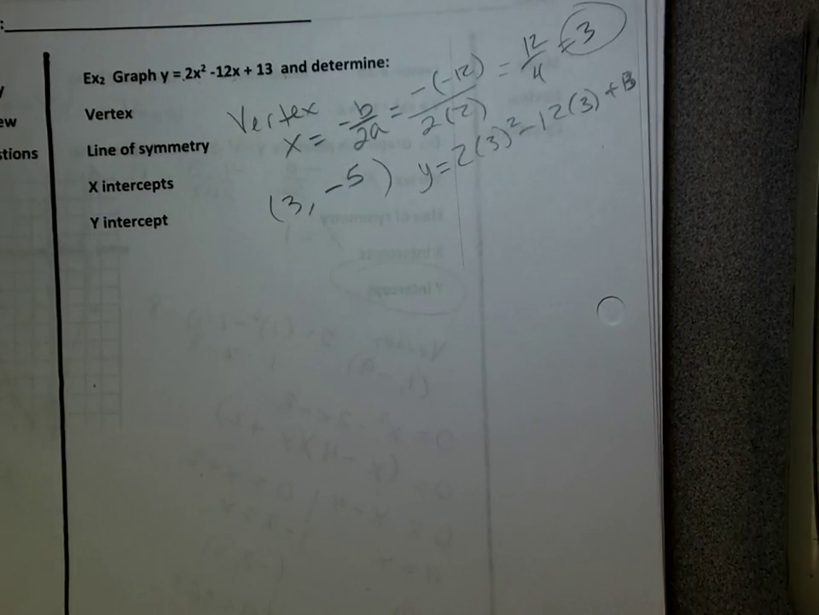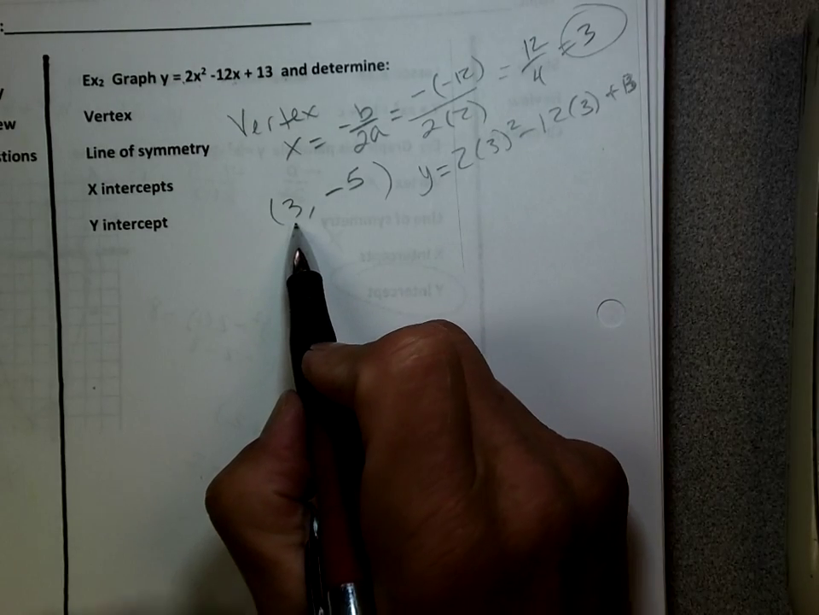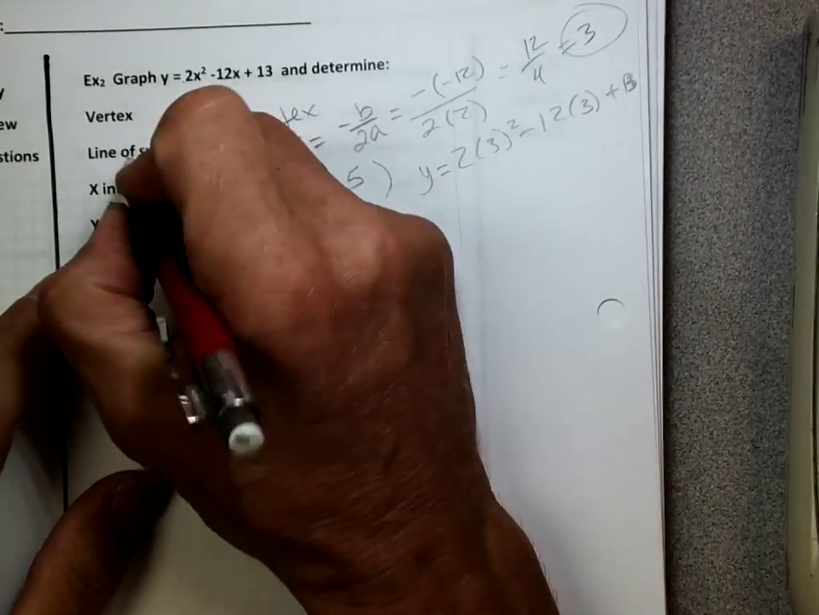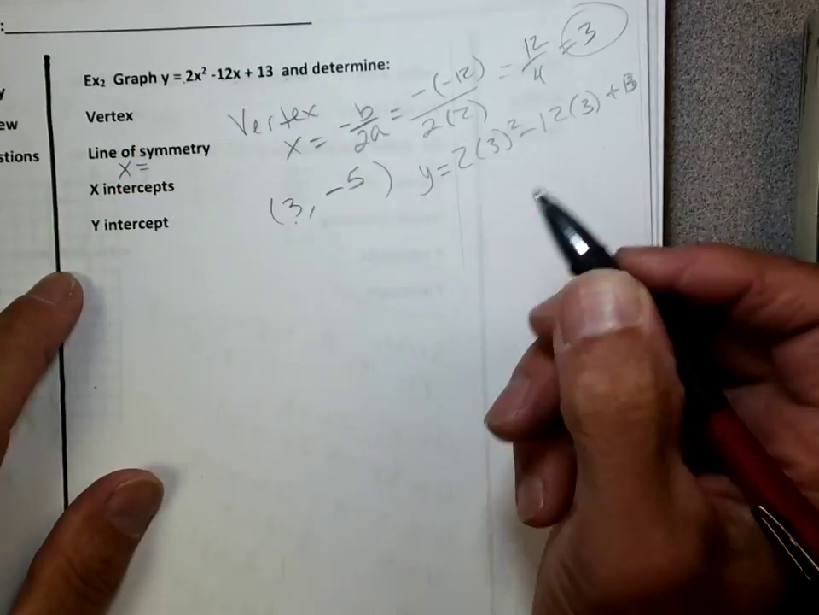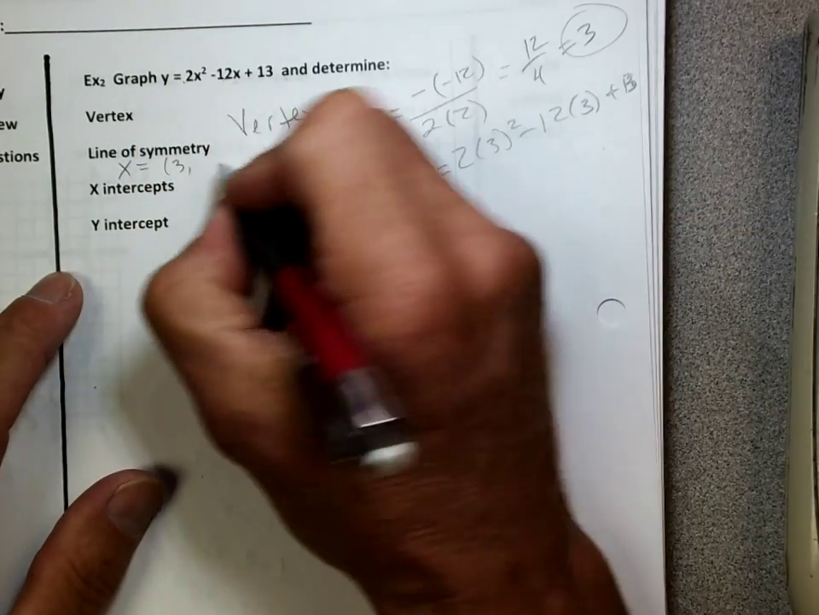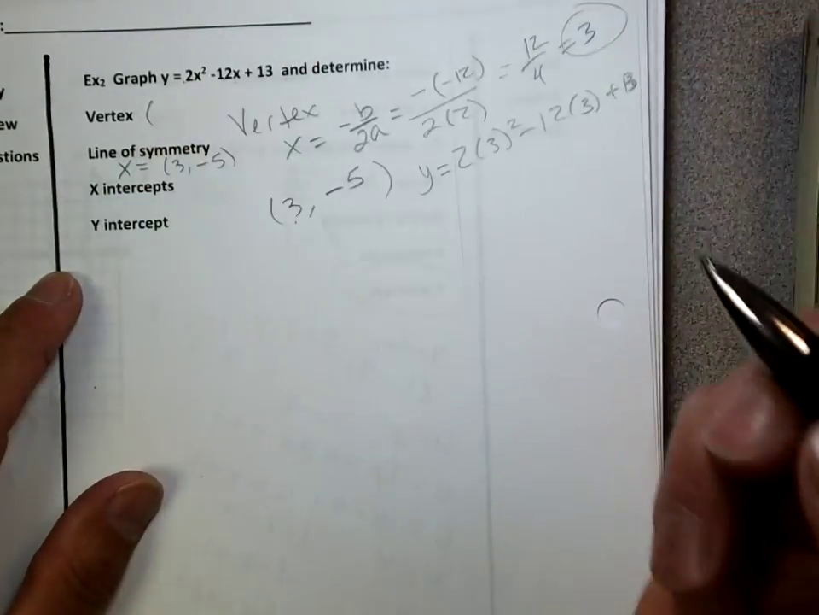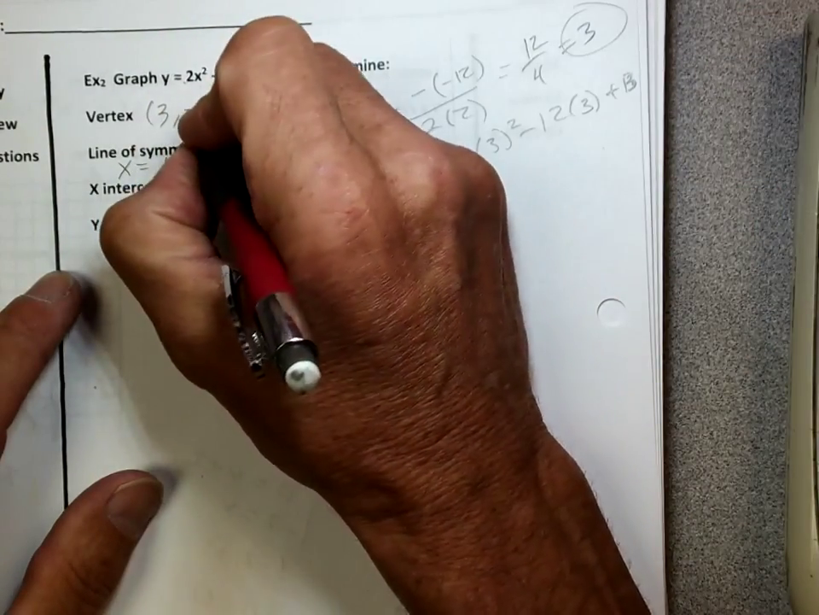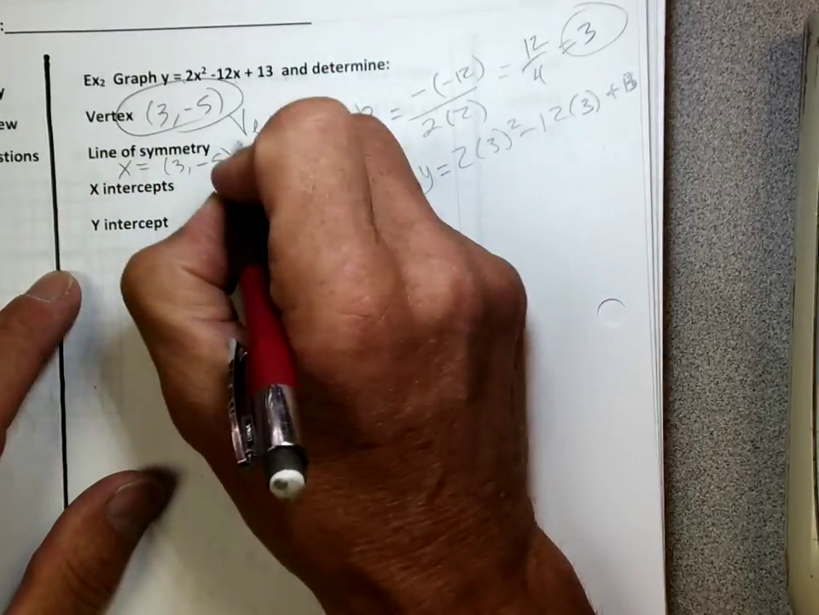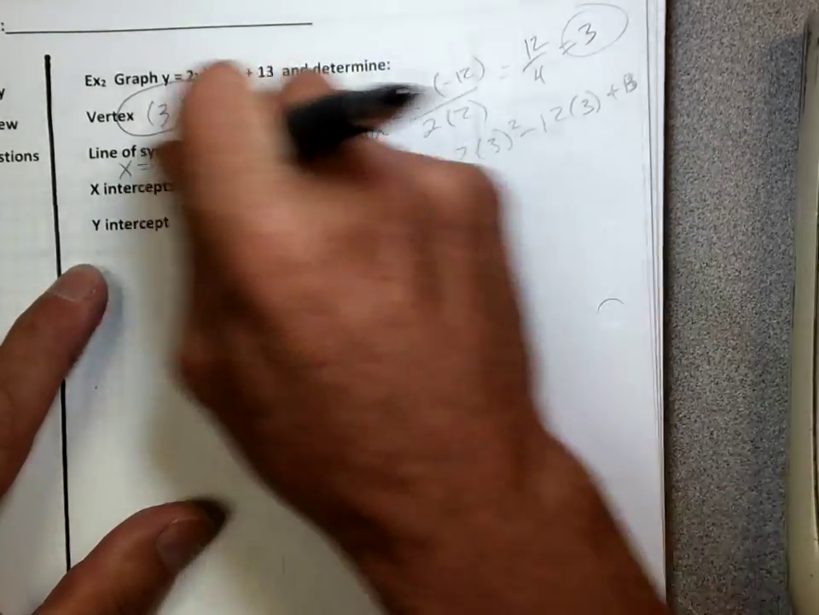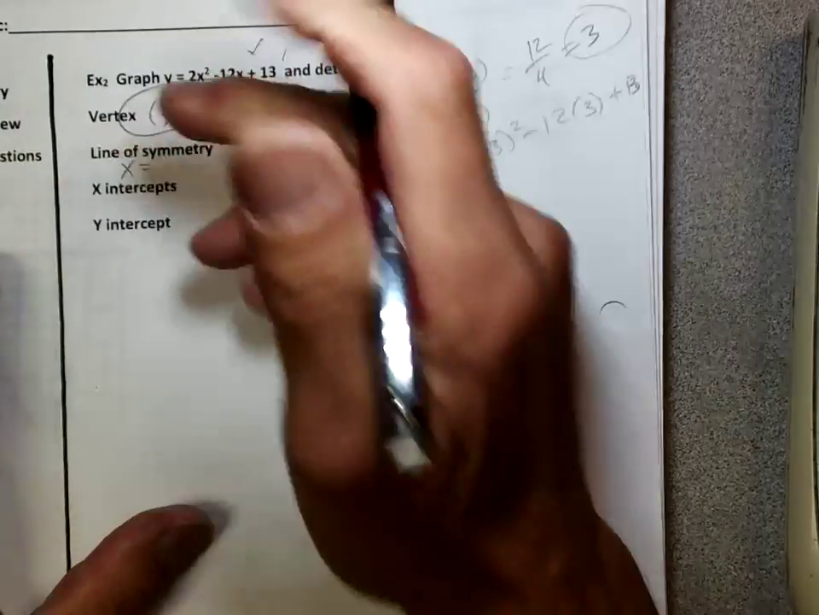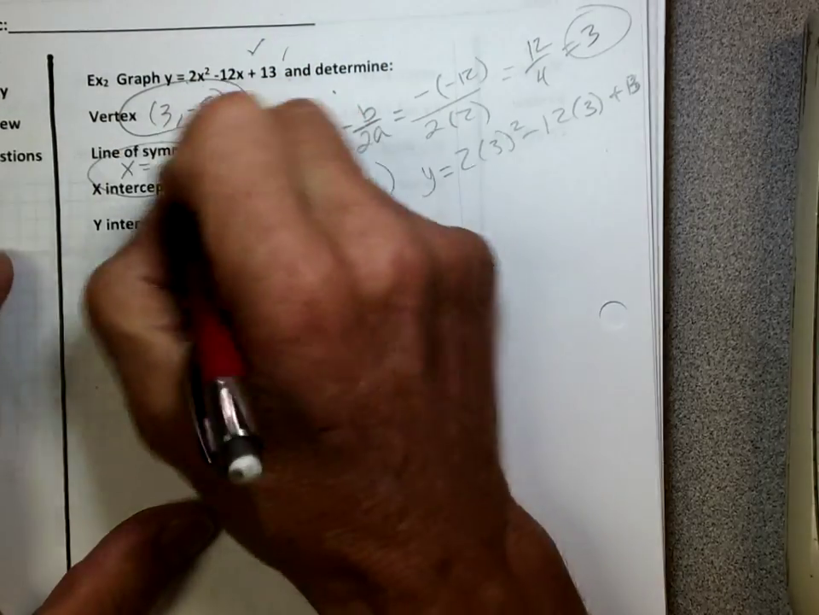Line of symmetry, well again, line of symmetry is just the x value of the vertex. It's an equation, so the line of symmetry is simply going to be x equals 3. The vertex was 3, negative 5. All right, I'm going to circle those because I'm going to come back to those, okay? X equals 3.